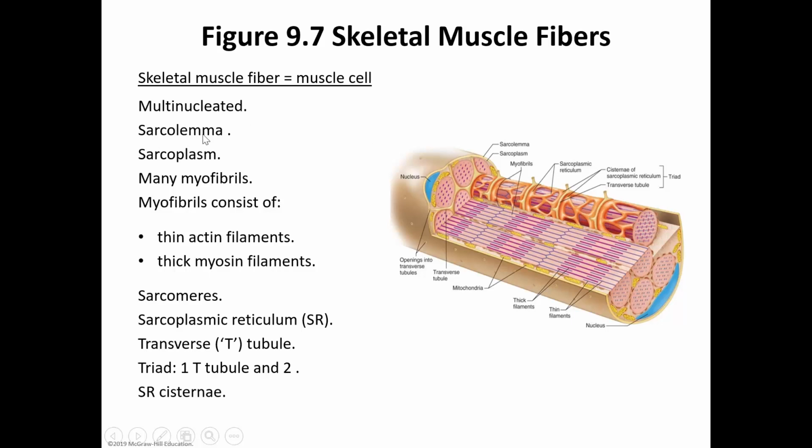They have a sarcolemma. Sarcolemma is a membrane around the whole bunch of myofibrils. So the membrane around one muscle cell is called the sarcolemma. Inside a sarcolemma, as inside any cell membrane, you're going to have cytoplasm, but the cytoplasm of a muscle cell is specifically called sarcoplasm. So that's the fluid stuff inside a muscle cell that is surrounded by a sarcolemma.